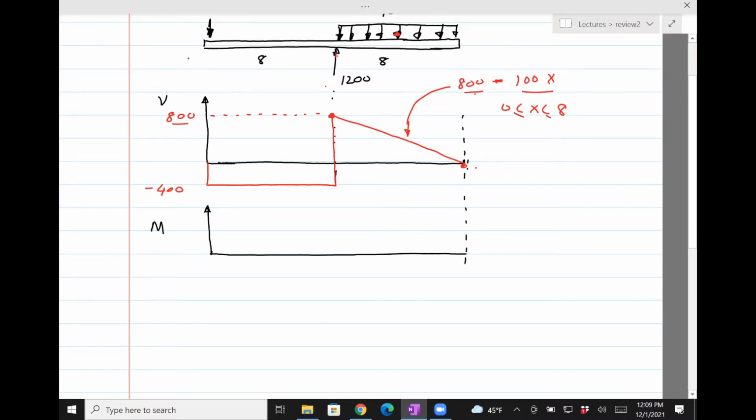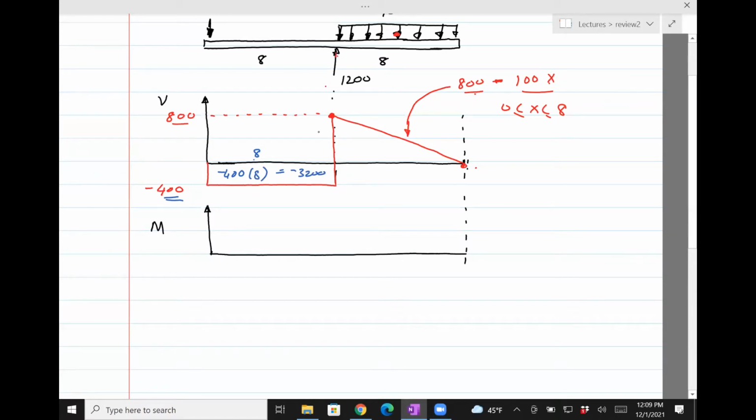Okay, so one way to do this is to write the moment starting from left, and every time the shear force changes, you have a new equation and you can use that. But the other trick, which is probably simpler, is to find the area under the curve. So area under the shear force diagram here is going to be 400 times 8. That's the area of this rectangle. So it's 400 times 8, which is negative 3,200.